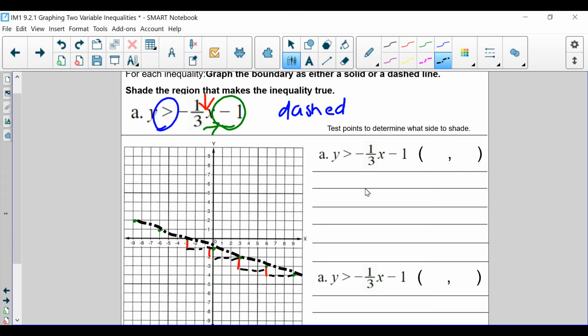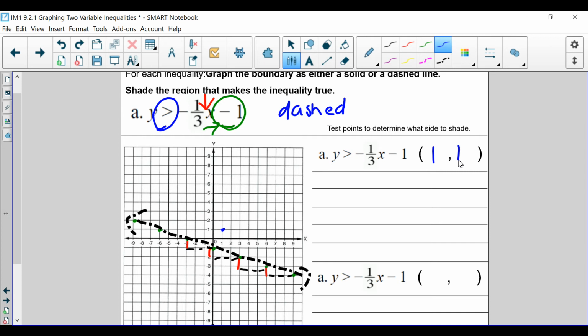Now what we want to do is determine where do we shade. Do we shade above the line or below the line? That's the question. Well, we're going to test a point, and it's really important to test one that's above. The easiest one to test above is 0, 0 or 0, 1. So I'm going to test, is this a solution? Is 1, 1 a solution?